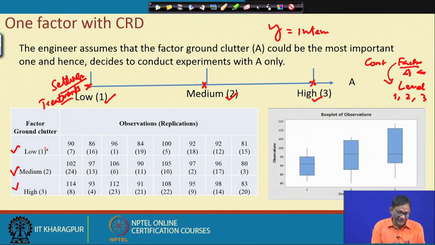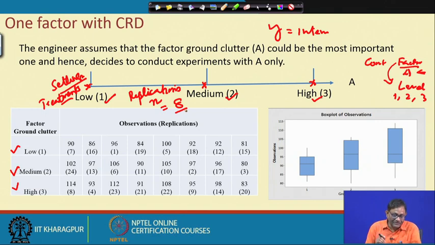If in a setting or treatment level you repeat the experiment several times, basically you are interested to get more observations, and this is known as replications. In general, replication can be n. In this case, suppose 8 experimental runs in each setting. So, what is happening here? You have 8 into 3, total 24 experimental runs.